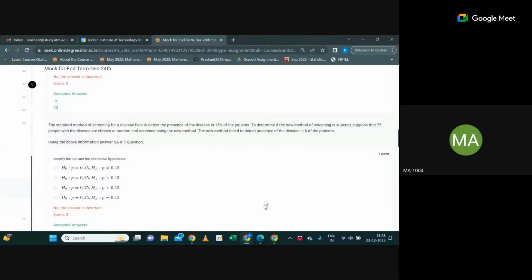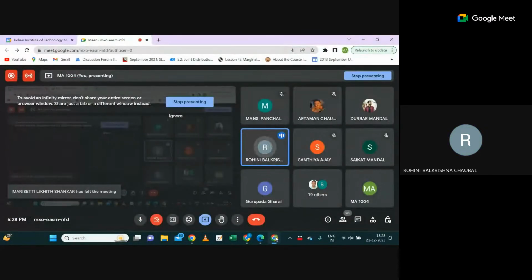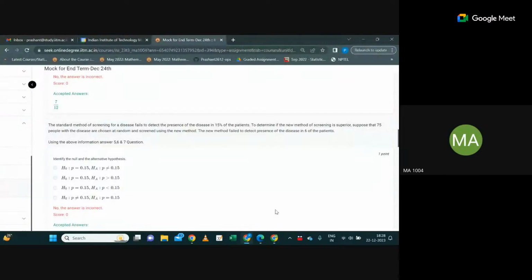So the patient proportion is less than 15%. Basically, what I did was, out of 75, when 6 are not detected, that comes to about 8%. So p will be less than 0.15. Okay, let me give you one scenario.